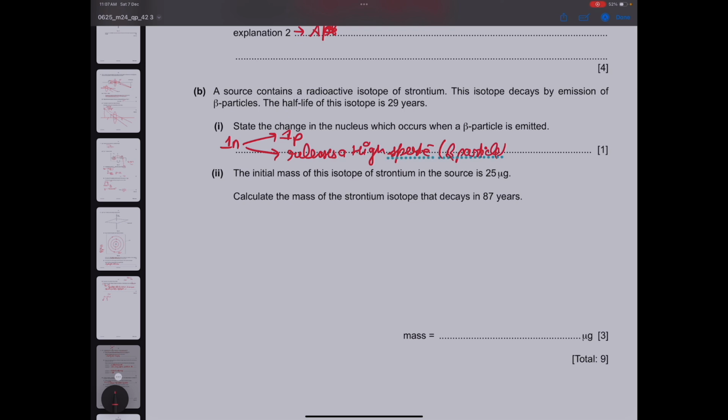What you can write is that in the nucleus, a neutron is changed into a proton and electron is emitted, which is the high speed beta particle. All right. Now let's do the half-life question. The initial mass of this isotope is 25 micrograms. Calculate the mass of the strontium that decays in 87 years. All right.